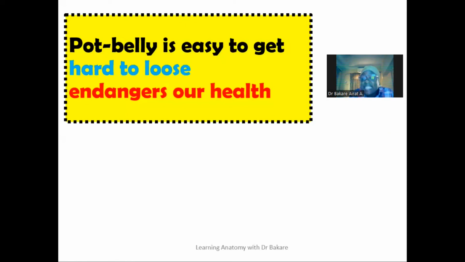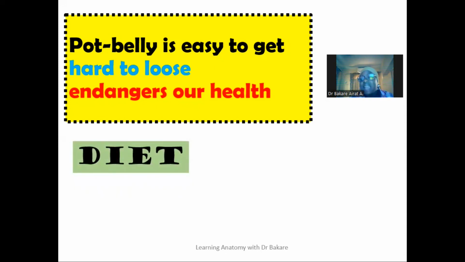Pot belly is easy to get, it is hard to lose, and of course it endangers our health. And the only way to reduce this is through diet, and this cannot work alone, we should also add exercise.